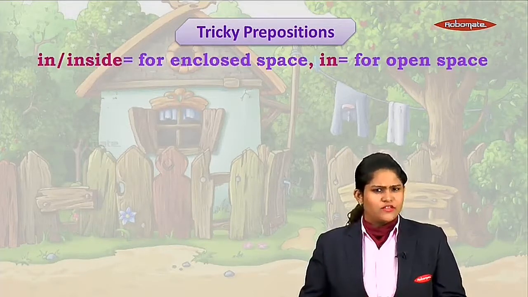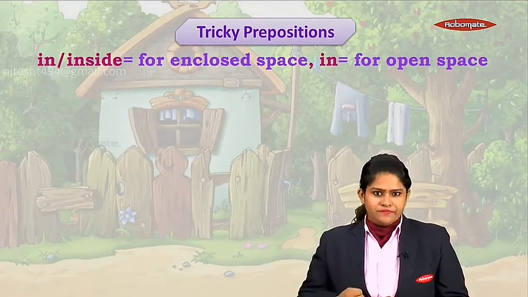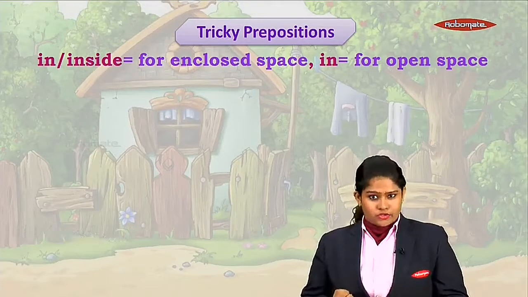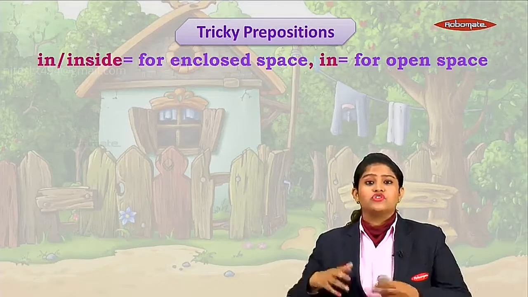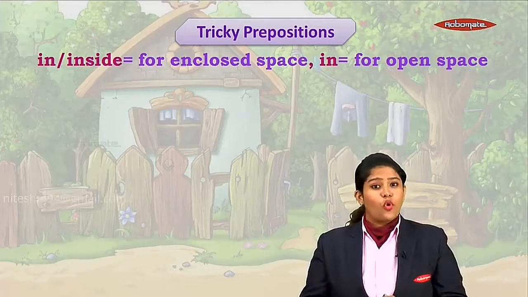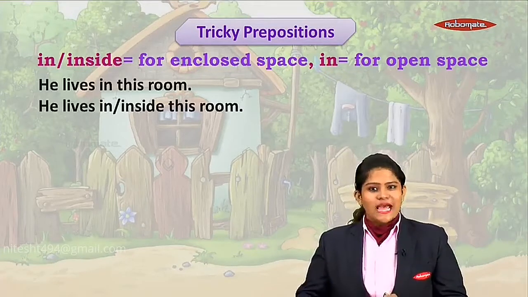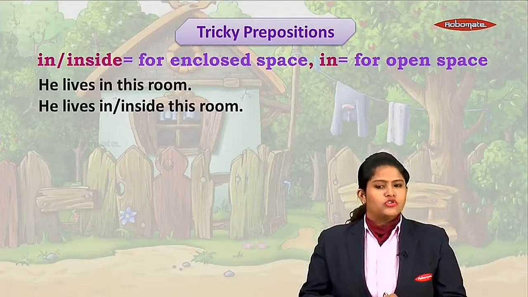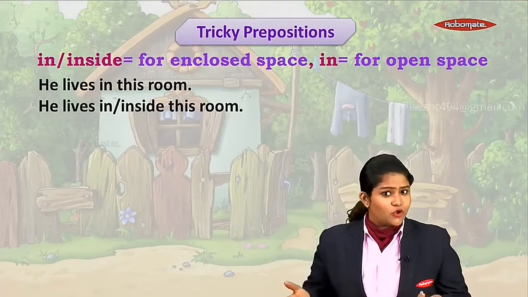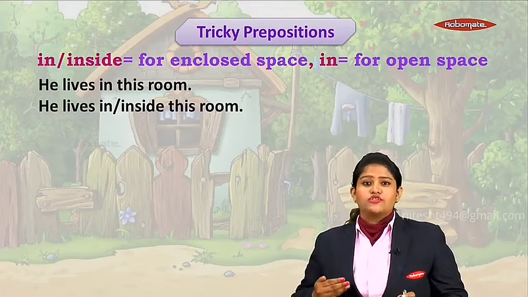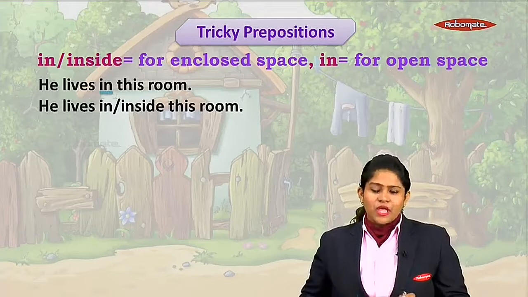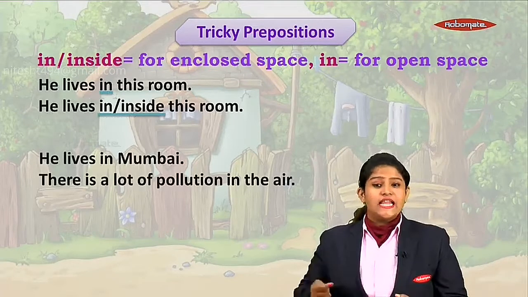So here it is. The next one. In, inside. What's the difference? So I can use in and I can use inside for something which is an enclosed space. But I cannot use inside for something which is open. In case of that, I have to only use in. For example, he lives in this room. So, the room is closed. He lives inside this room. That is also right. Because on one place, we are talking about an enclosed space, wherein we could use in and inside. But when I say that he lives in Mumbai.